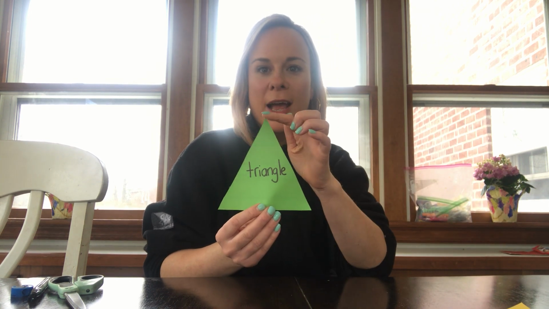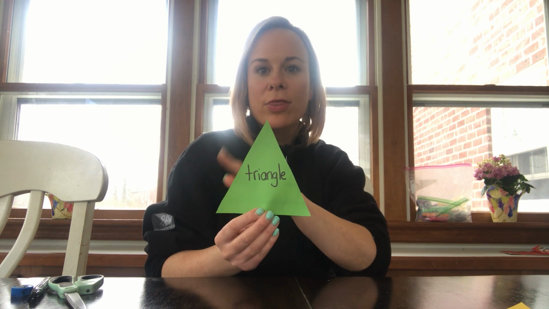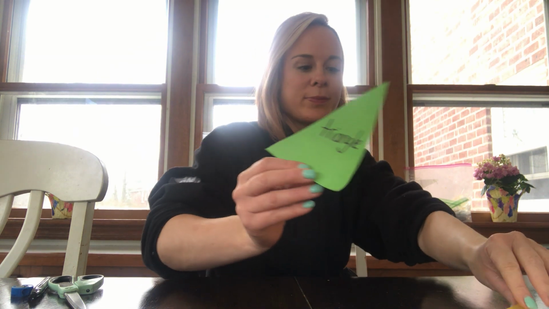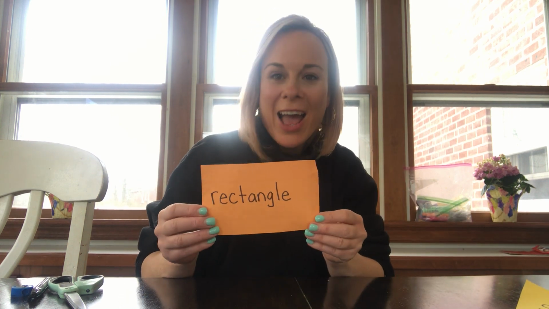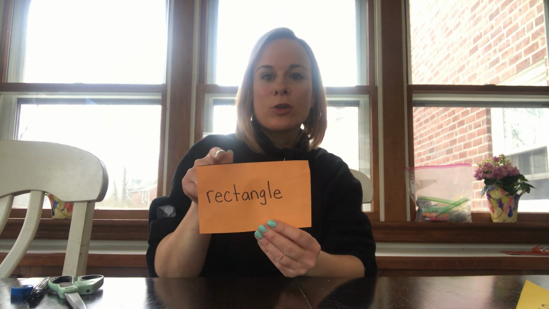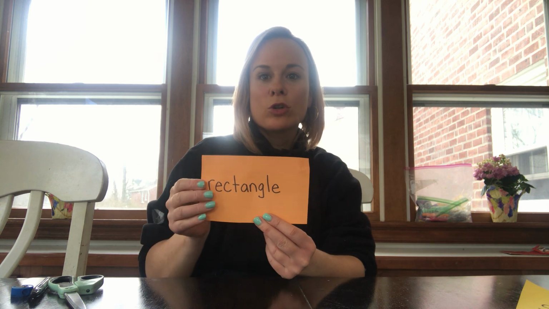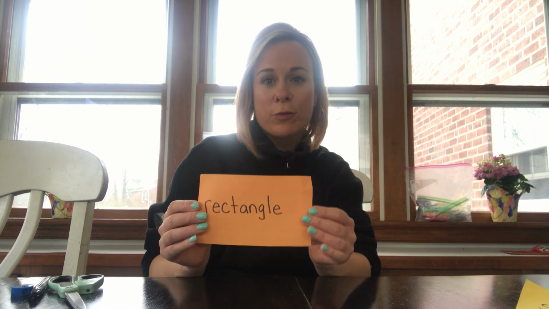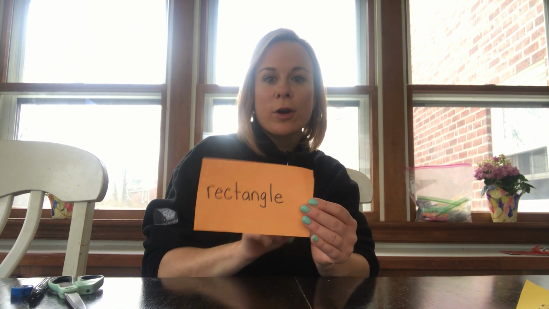Triangle. Very good. This has 3 vertices and 3 sides. Rectangle. Very good. This has 2 longer sides, 2 shorter sides, which make a total of 4. And it also has 4 vertices.